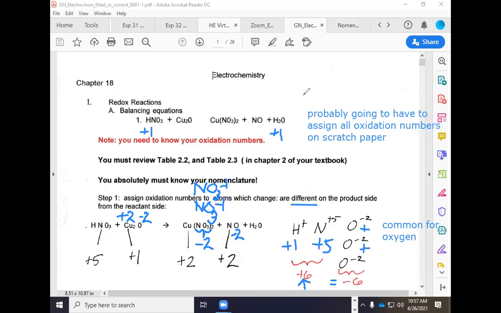Okay, so usually as a student, what you need to do is just do each one of them. It's very tedious. So the H is a +1, the O is a -2. The O over here is a -2, and the O over here is a -2. You could work out each one of them, but we only care about the ones that are different. Those are the ones we need to focus on.